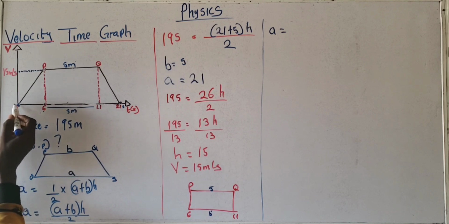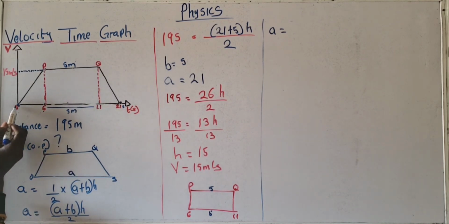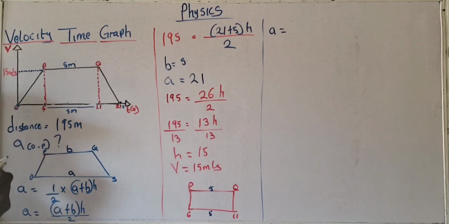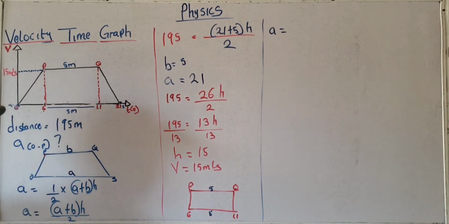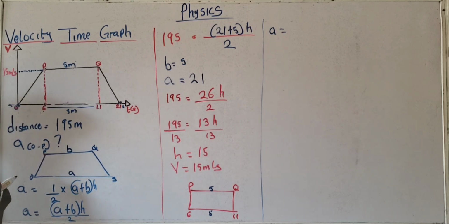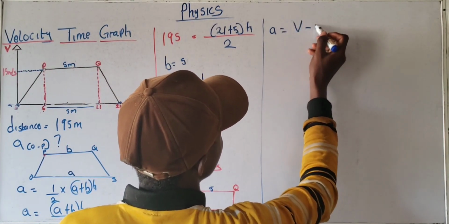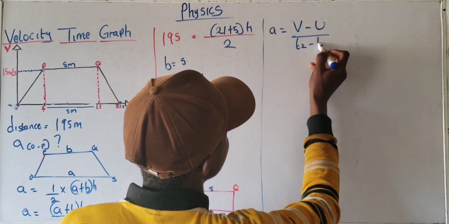Now, please pay attention. I want to take some things out. This is point O. I'm very sure you understand. Now, the initial velocity at this point is 0 because the object is not moving. You understand? That means that the velocity is 0. Now, this is the final velocity, which is 15 meters per second. And now, the time at this point is 0. Why? Because the object is not yet in motion. And the time at this point is what? Is 6. So, in that case, the acceleration is equal to V minus U all over T2 minus T1.